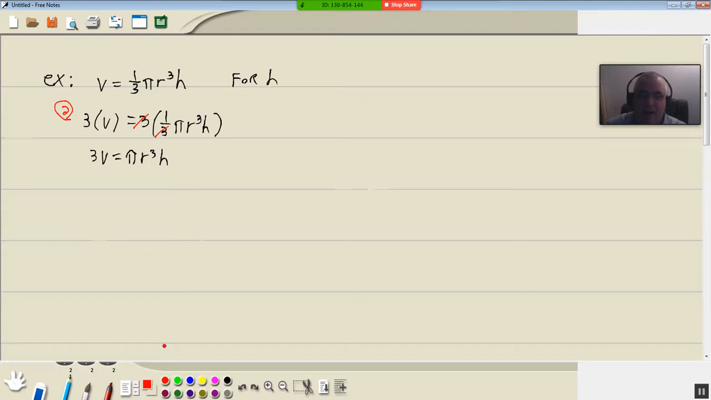Now step 3, get everything with the variable you're solving for on one side, everything else on the other side. We're solving for h. All the terms with h are on the right side, and all the other terms are over on the left side. So that's done. Step 4, factor out the variable you're solving for. You can only do that if you have 2 or more of that variable. See how we only have one h here? If we had 2 h's on this side, then we could do that. And step 5, divide both sides by what's in front of or behind the variable you're solving for. There's nothing behind it, but there's a pi r cubed in front of it. So we'll divide both sides by pi r cubed.